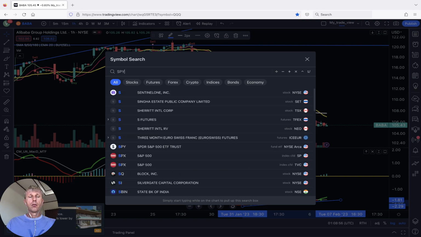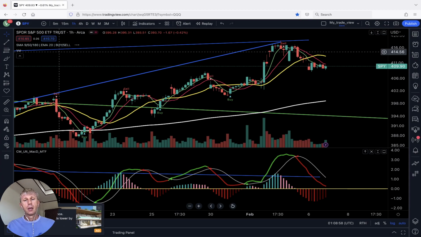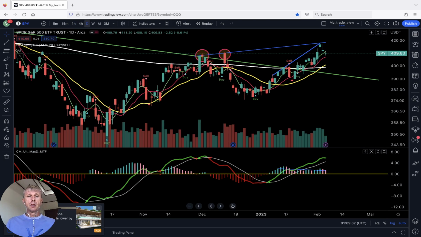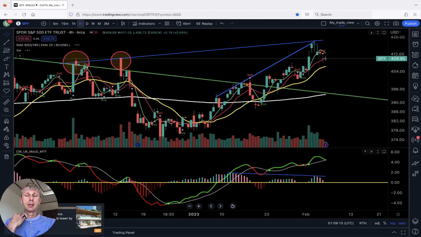Let's do summary for all indexes. All indexes still bullish on daily time frame. No changes. Indexes, if you trade on a daily time frame, no changes. Indexes still bullish. If you are trading on a short time frame, like 1 hour, 4 hours, indexes already gave us sell signal.